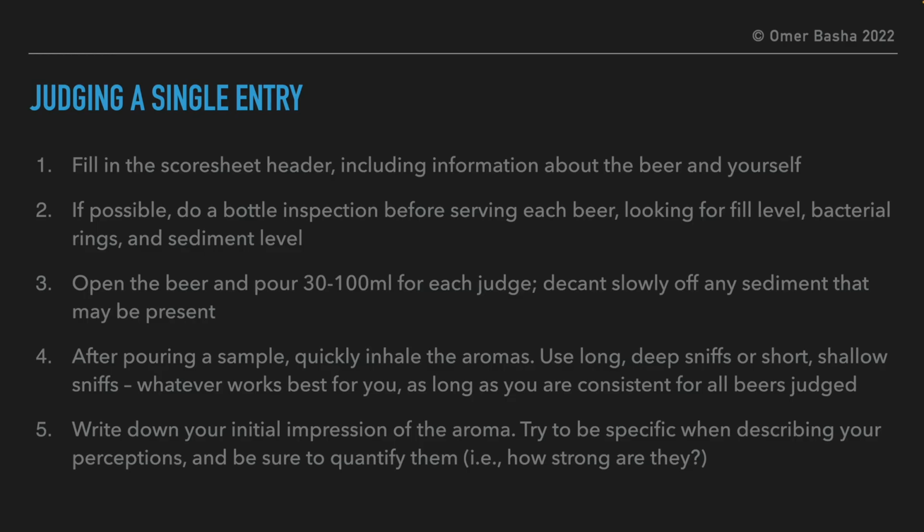Start by filling out the upper part of the score sheet with your information and the entry's information. Then, if possible, examine the bottle before serving the beer. Look for things like the fill level, bacterial ring, and how much sediment is in the bottle. Open the bottle and pour between 30 to 100 milliliters for each judge. Pay attention to pouring slowly if there is sediment, so that you do not pour the yeast.